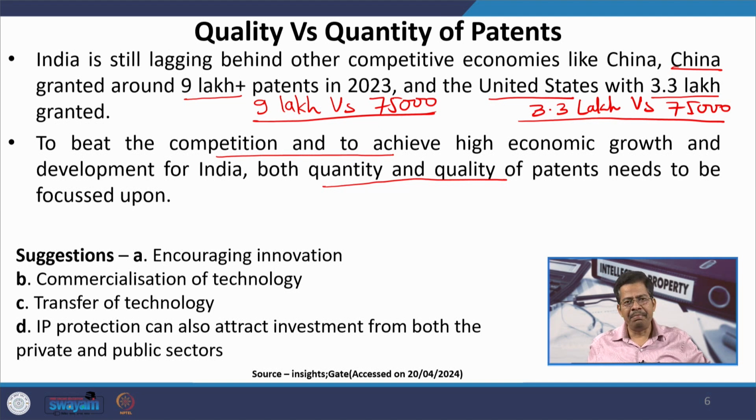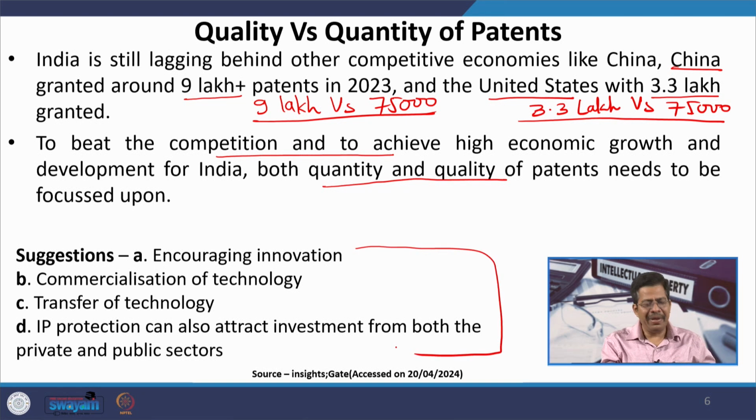Now, these are some of the suggestions on how we can balance quality and quantity, how we can equally focus on both aspects, and how we can extract value while maintaining a good number of IP. First, we need to encourage innovations, where a large number of innovative activities are happening. All of them may not give you equal value, equal return.